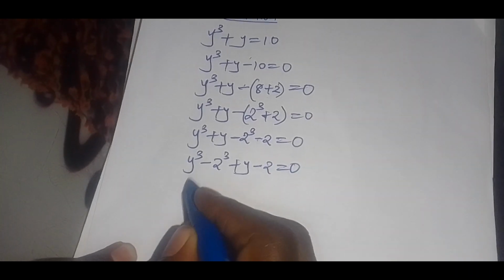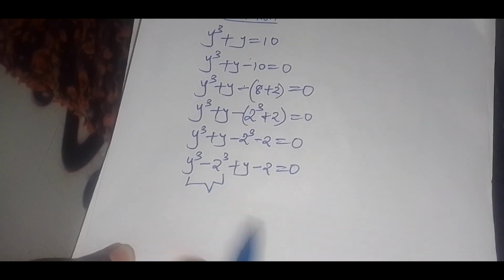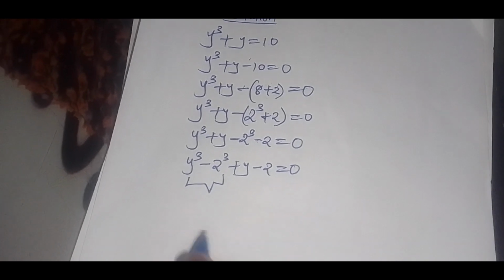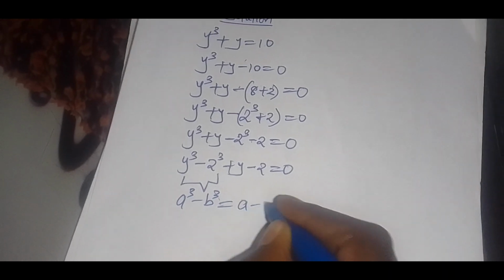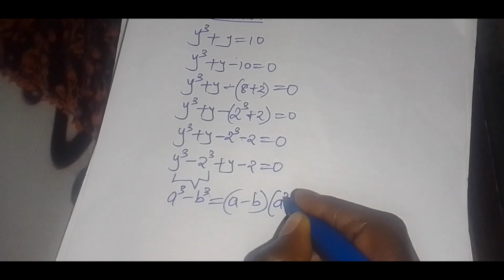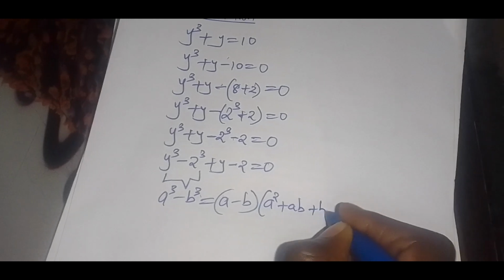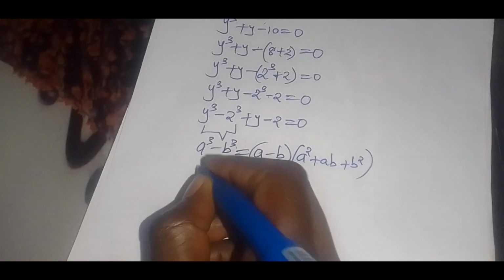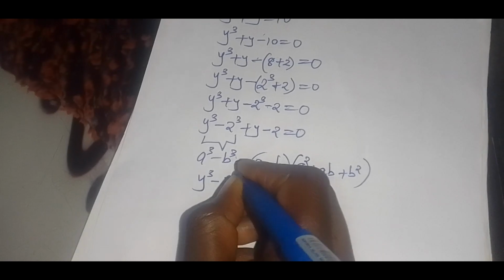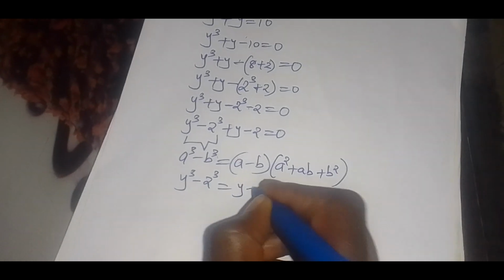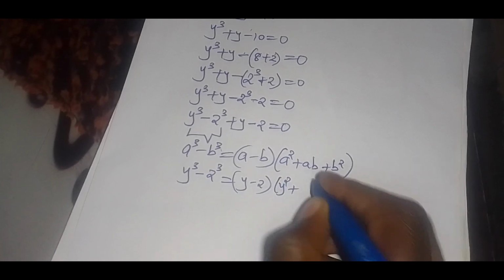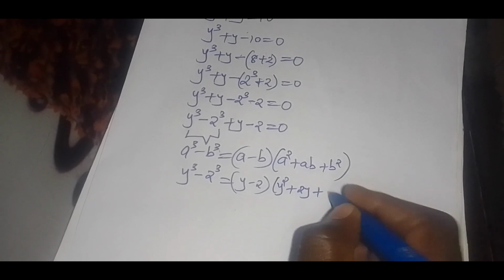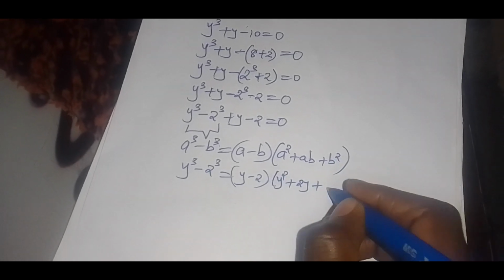Okay, so you can see clearly the first part, this is the difference of cubes expressed as a cubed minus b cubed, and this is given as a minus b, a squared plus ab plus b squared. Okay, so now you proceed to solve this. This is y cubed minus 2 cubed, this can be expressed as y minus 2, okay, this is y squared plus 2y plus, this is 2 squared, which is equal to 4.